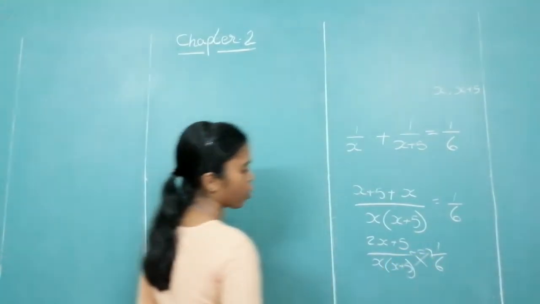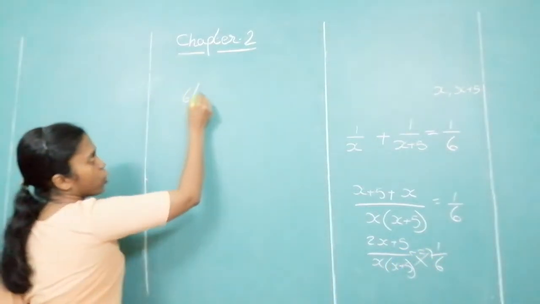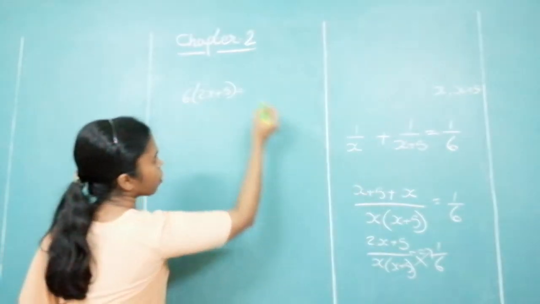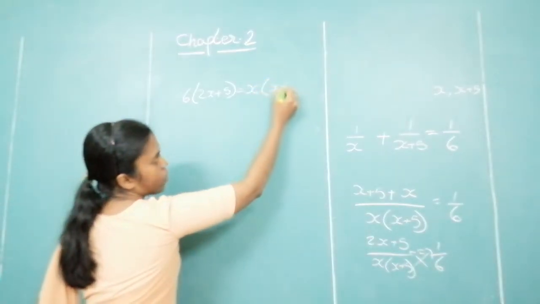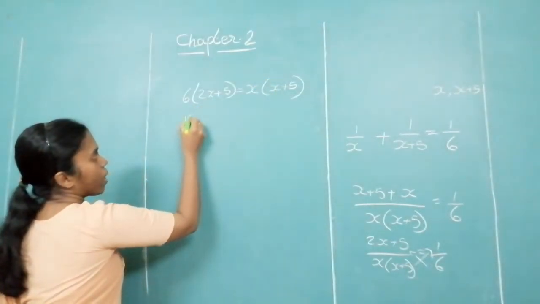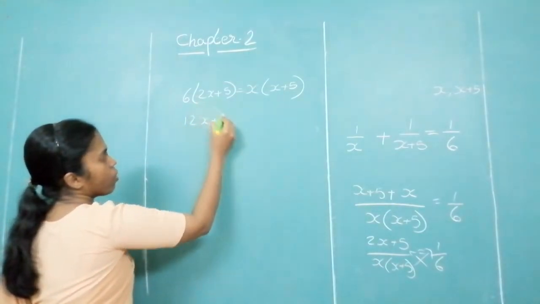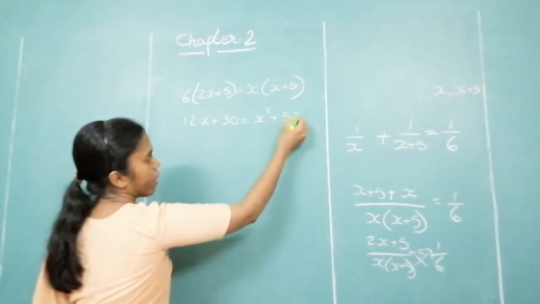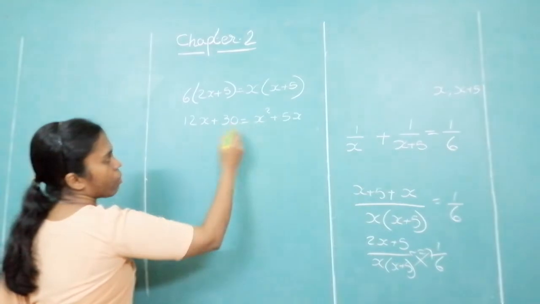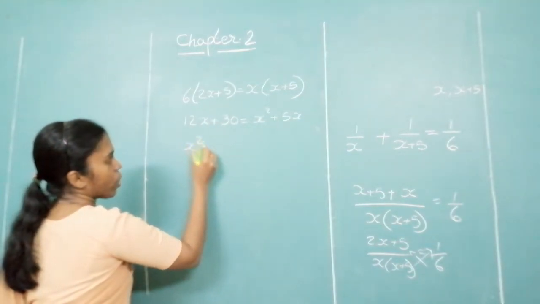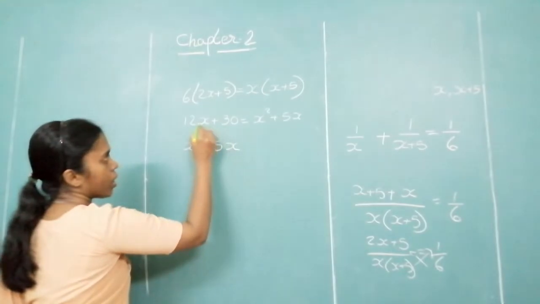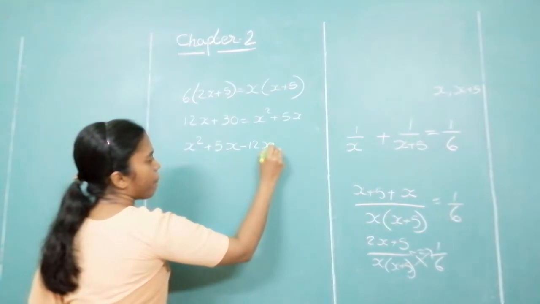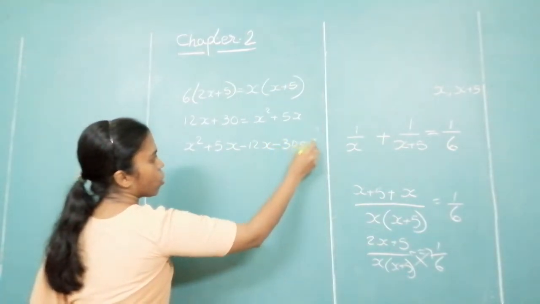Cross multiply then. When you cross multiply, what do you get? 6 into, it is in bracket, okay, 2x plus 5 is equal to, this numerator goes over there, x into x plus 5. Open the bracket, 12x plus 5 sixes are 30 equal to x square plus 5x. Arrange the terms. So I am taking everything on the other side. So I will have x square plus 5x, taking this on the other side, I will have minus 12x minus 30 is equal to 0.